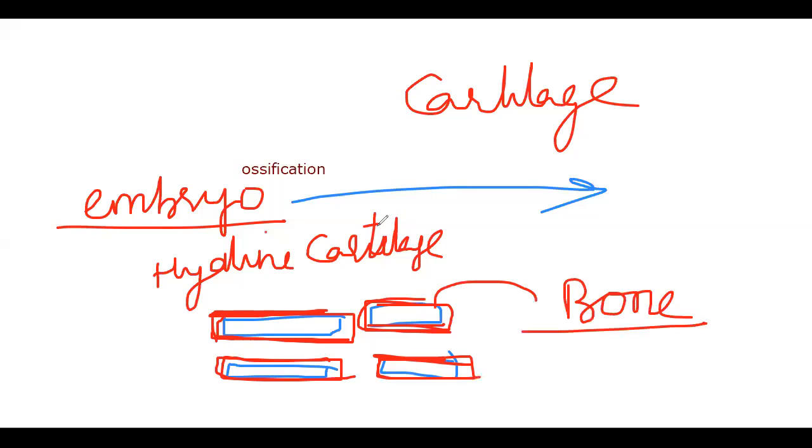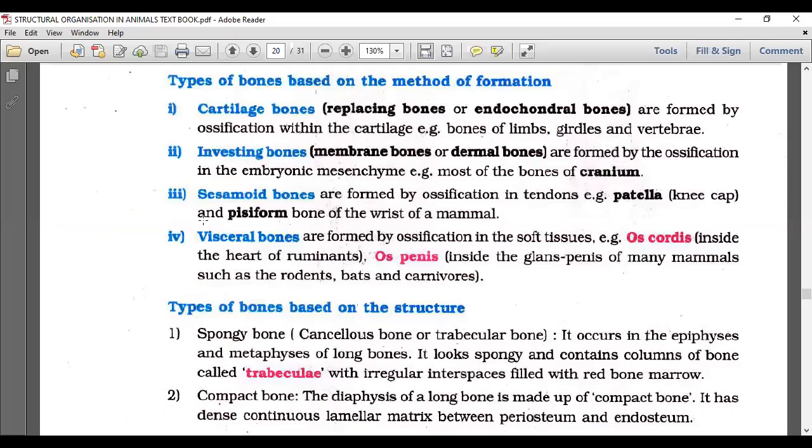Collagen and calcium phosphate. So what I am saying, if ossification is done within the cartilage, this is the embryonic cartilage. If ossification is done on the cartilage, we say such kinds of bones are cartilaginous bones, replacing bones, or endochondral bones. You remember it like REC, so that you can understand.